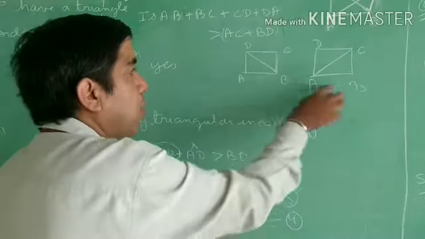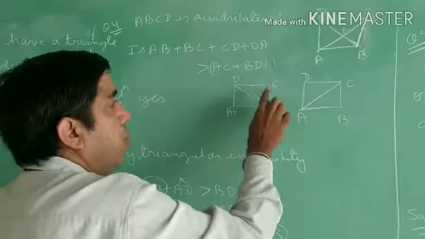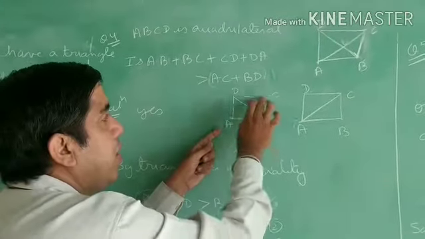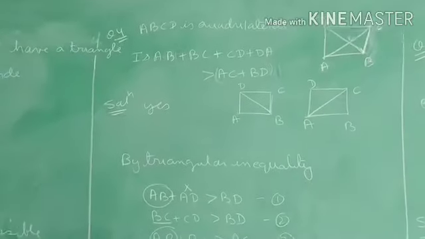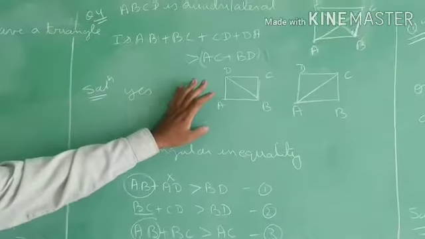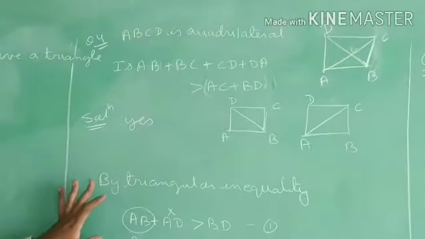So you can see I have drawn the same figure in a different way, A, B, C, D, but I have divided it like this and this way. Now, this is the main thing. If this is clear, then you can draw this and get the result very easily.